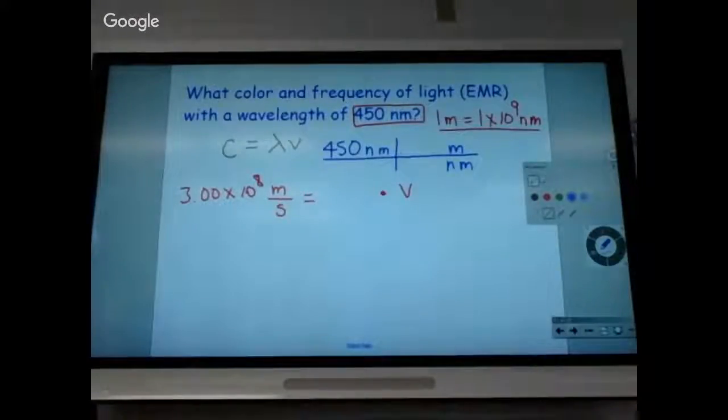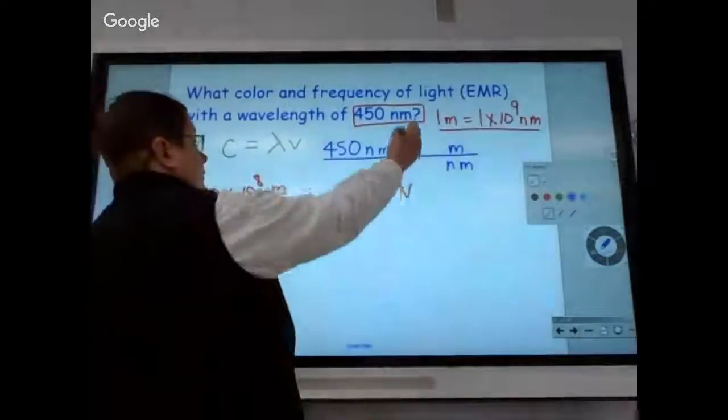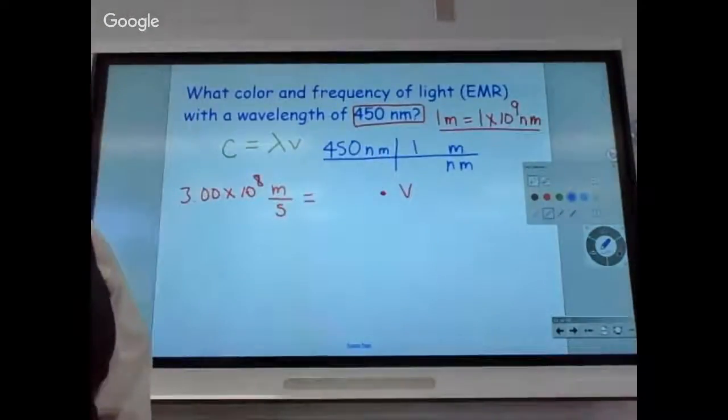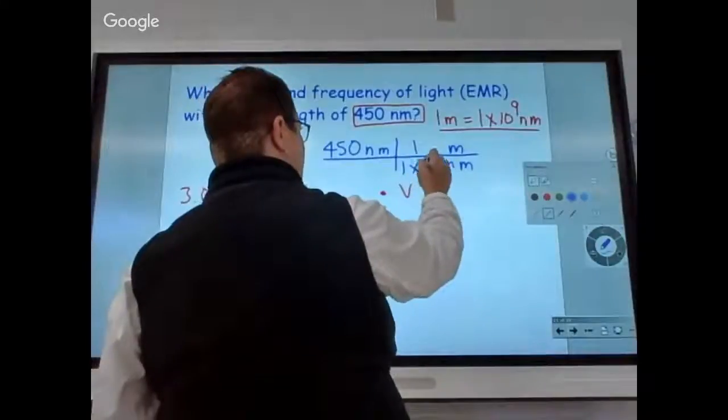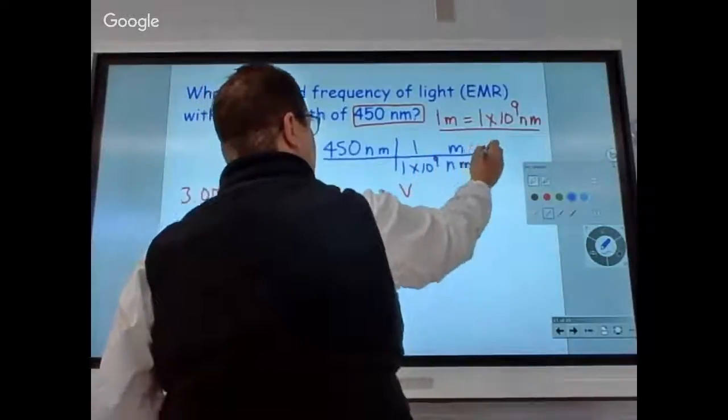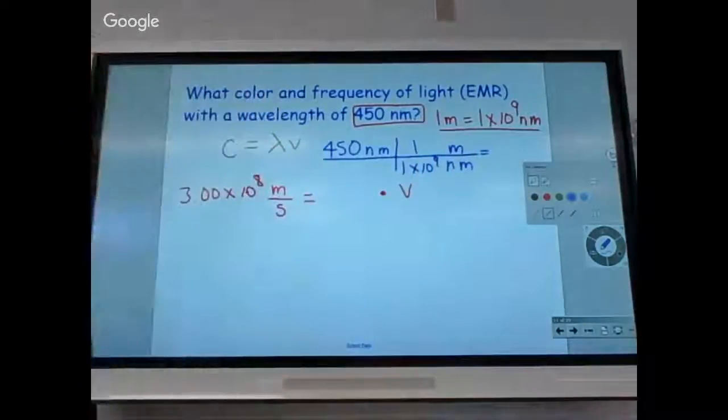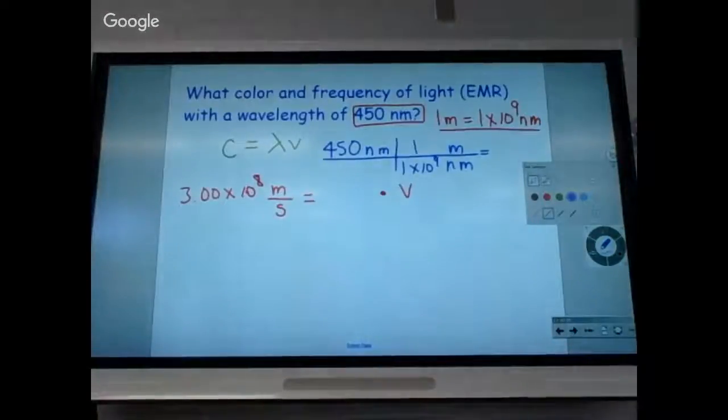Nanometers to meters. Again, who's bigger, meter or nanometer? Meter. Put a 1 there. How many nanometers are there in a meter? What's on the board in red? Not a lot. So you write 1 times 10 to the 9th. All right. Now use your trusty calculators and let it do the work.